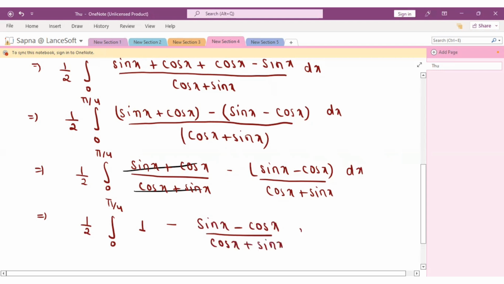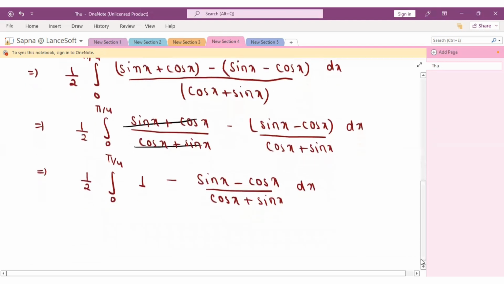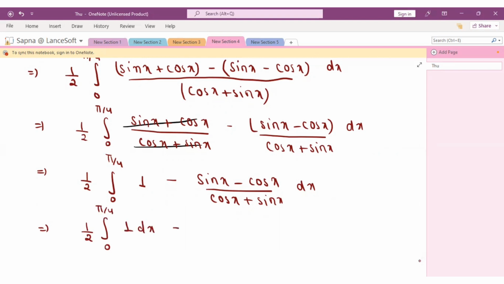All right, and now we can move ahead. There is one property of integration that we are going to use here: we can use the property of distribution in integration. So half, and then integration 0 to pi by 4 of 1, and then dx, minus, of course that half will come again, half integration from 0 to pi by 4 of sin x minus cos x upon cos x plus sin x.